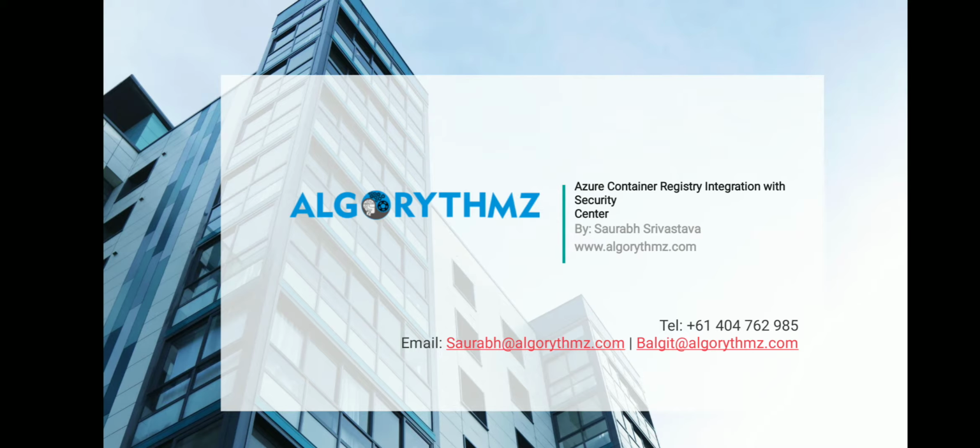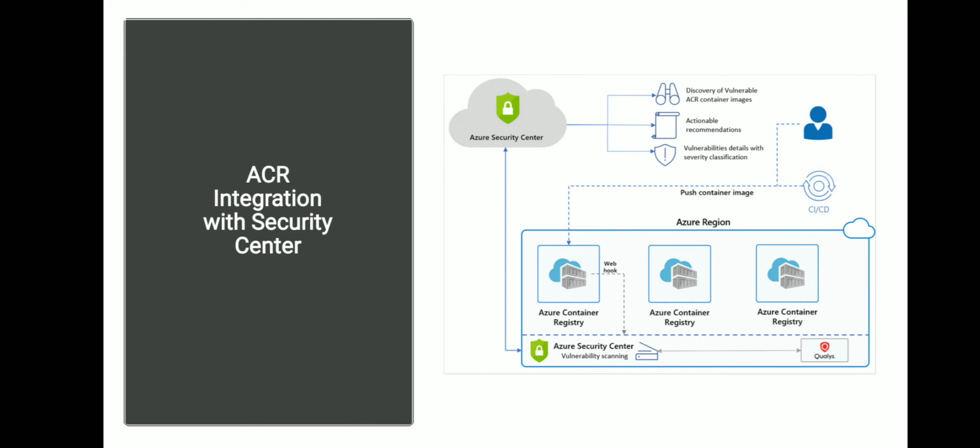Okay, now let's go to the architecture diagram. This is a very basic architecture diagram which clearly explains the benefits of integration and how it is done. As you can see, vulnerability scanning and security recommendations are the two key areas. When it comes to vulnerability scanning, for all pushed Linux images, Security Center scans the image using a scanner from a vendor named Qualys, and this integration between Qualys and Security Center is by default, so you don't have to do anything when you use Azure Security Center for integration with the Azure Container Registry.